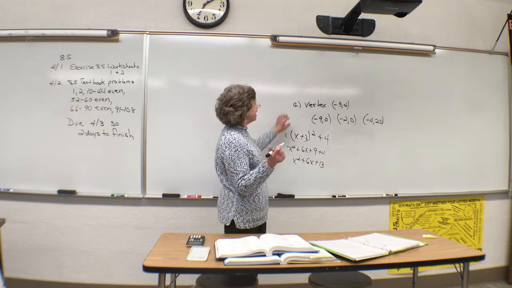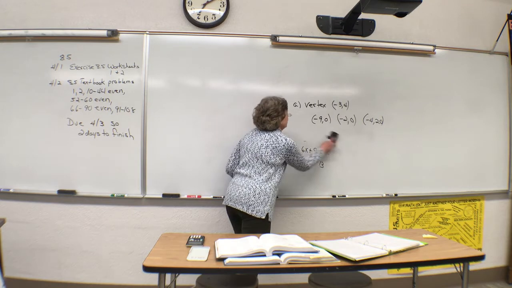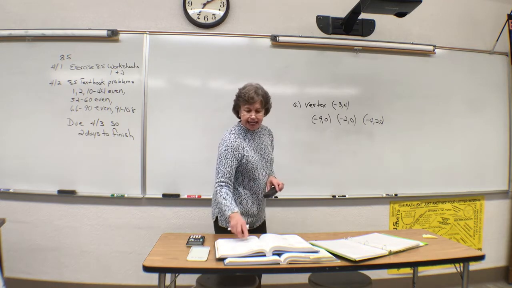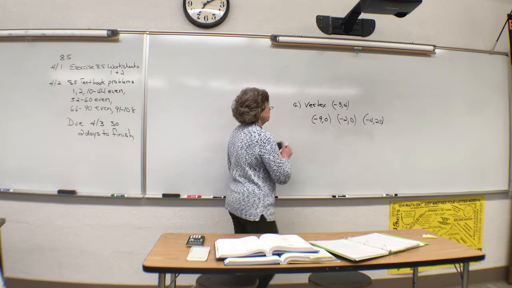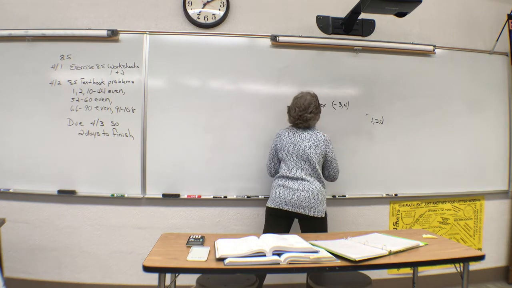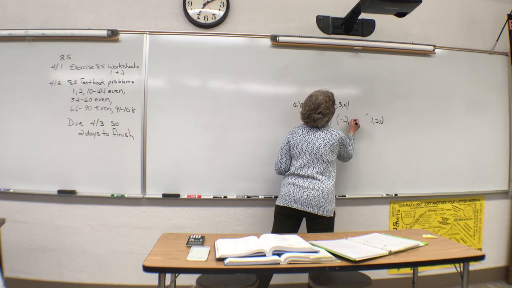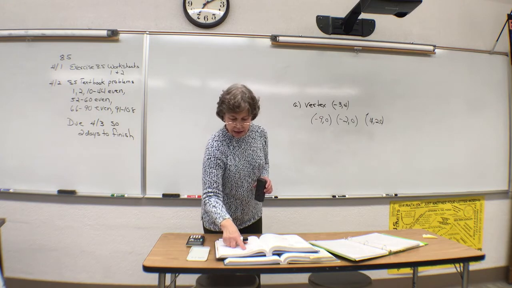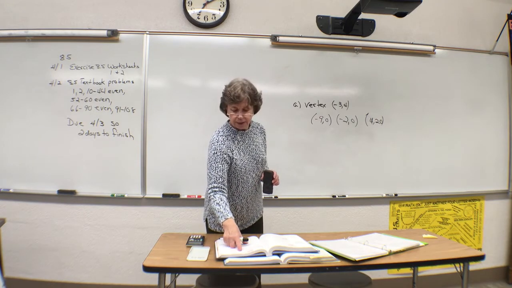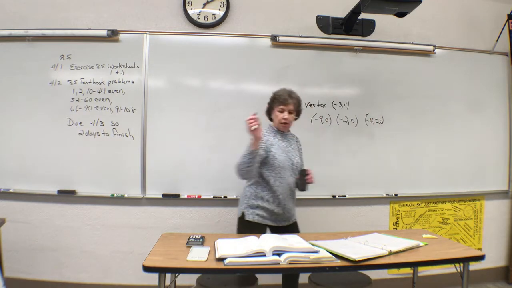Not technically, because they didn't do anything with the a, we'll save that for algebra 2. If we did it in the second case, where I'm given the intercepts, so I'm going to use the intercept form. Negative 9 comma 0, negative 2 comma 0, and negative 4 comma 20.